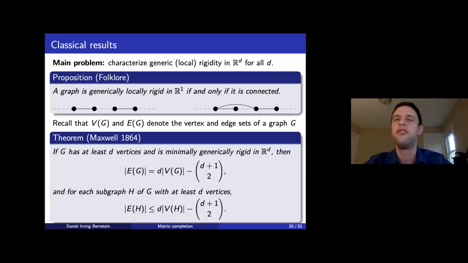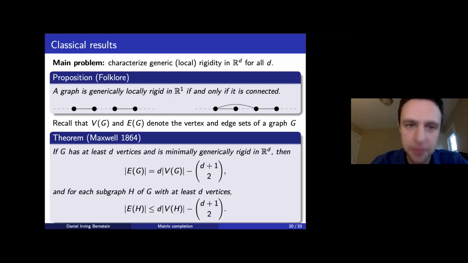So there are some classical results. I'm going to go a little quickly through this, because I'm running out of time. The main problem is to characterize generic local rigidity in R^d for all d. Now, in 1 dimension, it's pretty easy to see which graphs are generically locally rigid. Namely, a graph is generically locally rigid in R^1 if and only if it's connected.